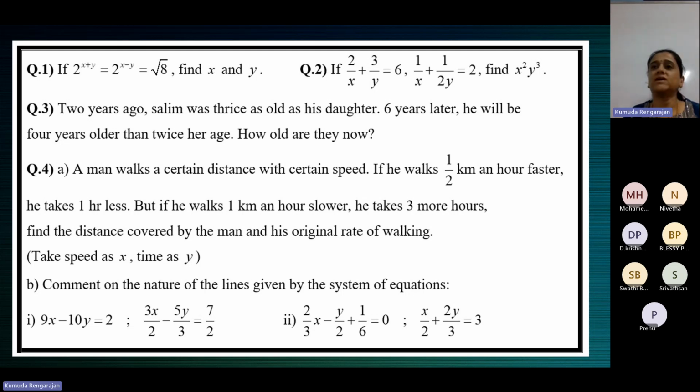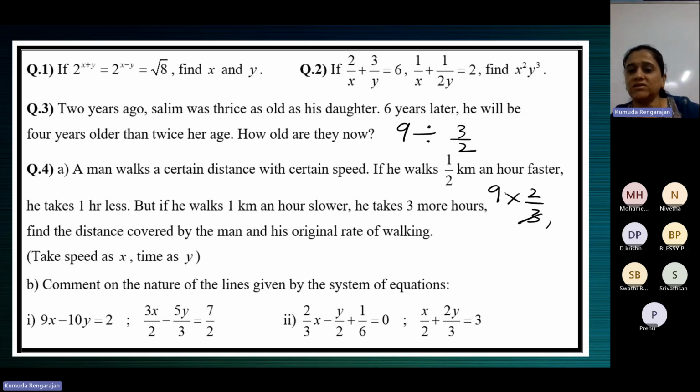Now all of you find A1 by A2. You don't have to take the LCM. See, I'll just show A1 by A2. What is A1? 9. What is A2? 3 by 2. So 9 into 2 by 3, 3 threes are 9, so A1 by A2 is 6. You don't have to take the LCM and spend time there. You can directly find A1 by A2 like this.